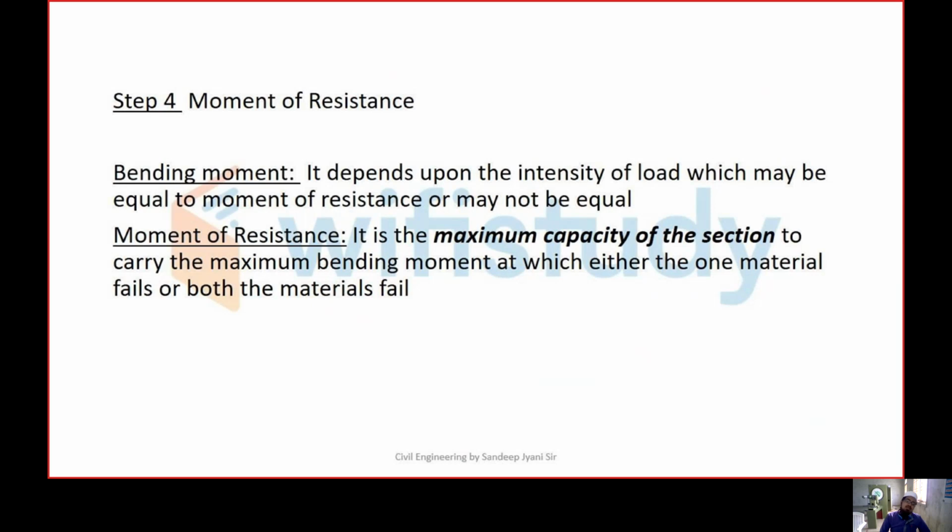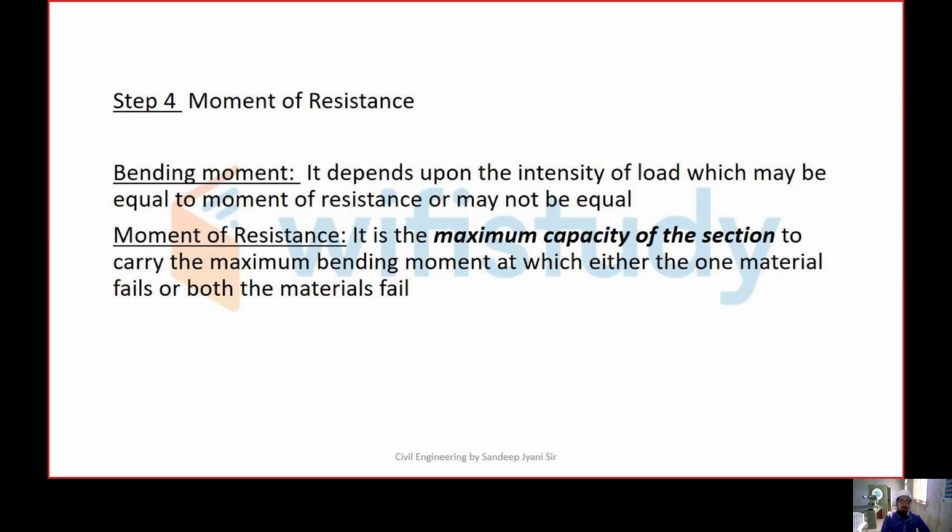Moment of resistance is not always called a moment, or bending moment. Actually, bending moment is also the moment of resistance, but it depends upon the intensity of load. That is the main point here. The moment of resistance means the maximum capacity of the section. The maximum moment, the moment of resistance, is also known as the moment carrying capacity. That means to what extent the moment can be carried by that section will be determined by the factor known as moment of resistance.